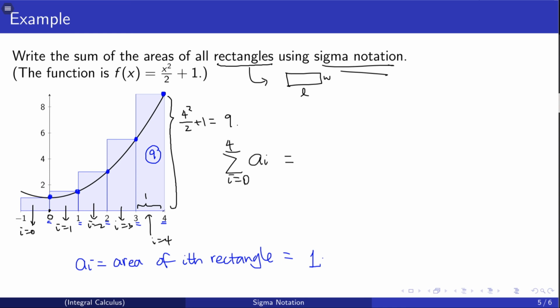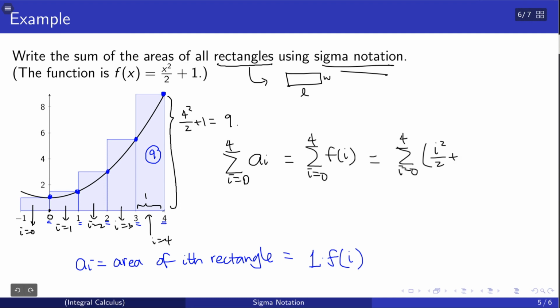And so I could just write here, it's whatever the function value is at i, and this would be the answer. Really, we're just adding up f of i, plugging in i equals 0, 1, 2, 3, and 4. And we can also write this using the actual formula for f of i.